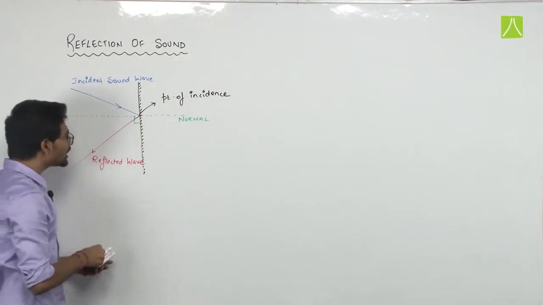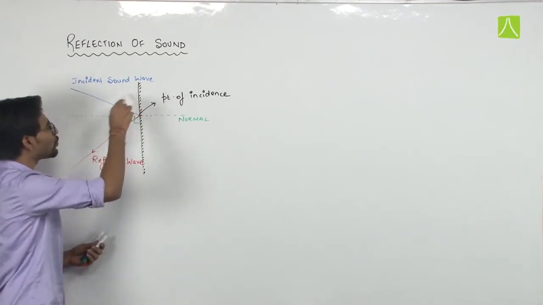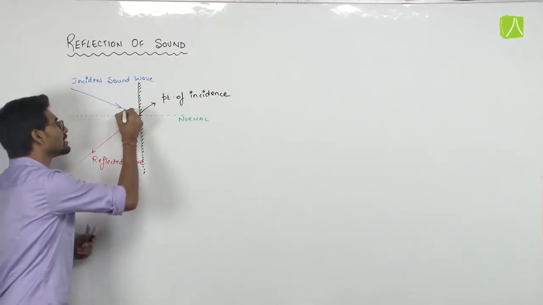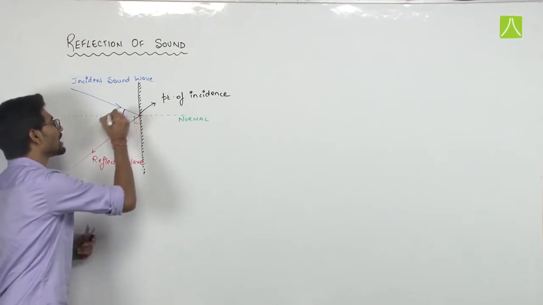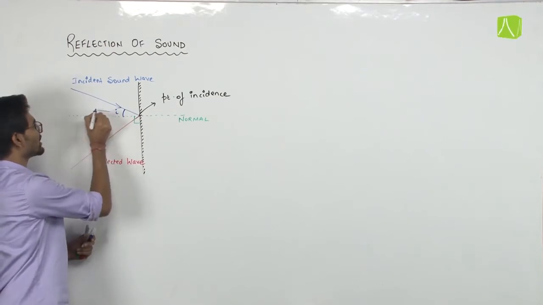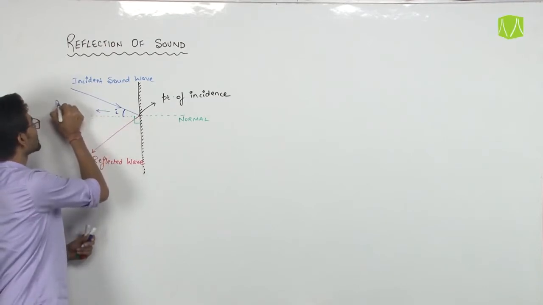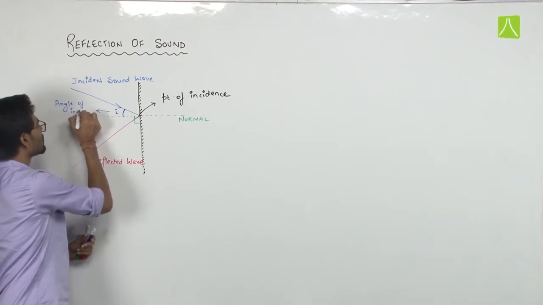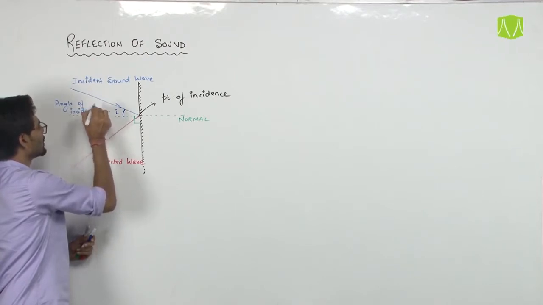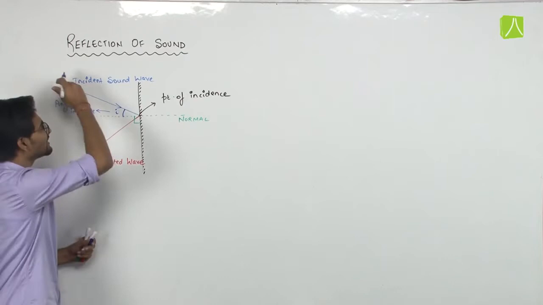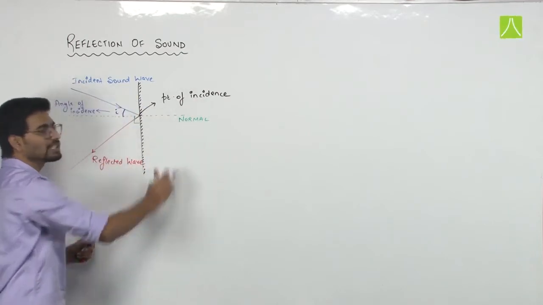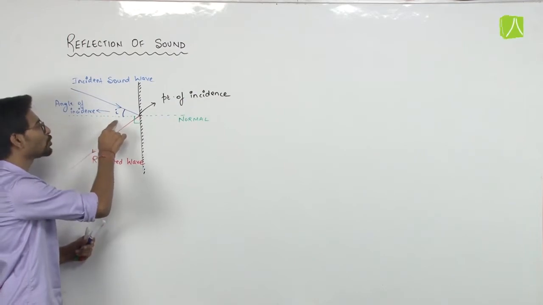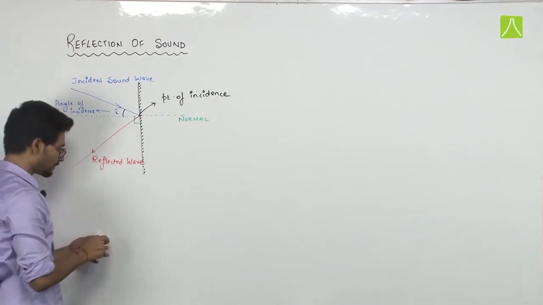Now the angle which this incident sound wave makes with the normal is known as the angle of incidence. That is the angle that the incident sound wave makes with the normal. This angle is known as the angle of incidence that I have shown with a small i.